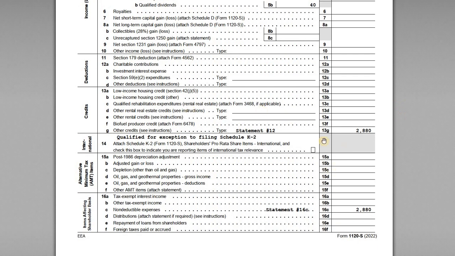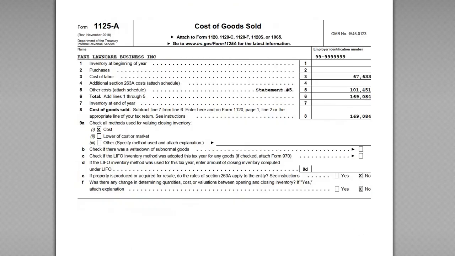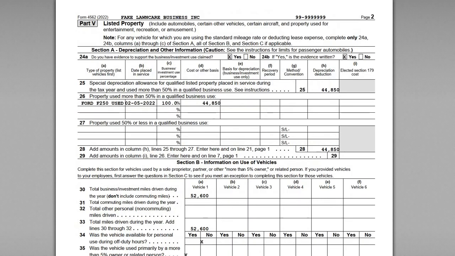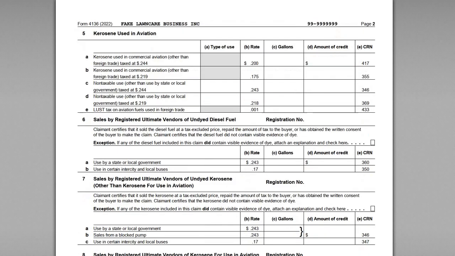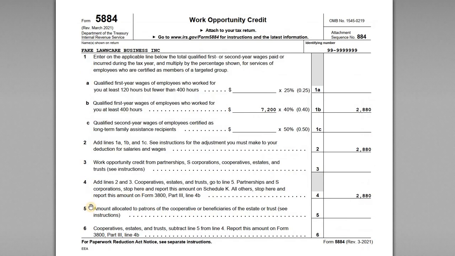And then the credit section, here we can see our work opportunity tax credit, and then an offsetting portion for the non-deductible expense piece. So if I jump through to the 5884, all right, so bear with me one moment. Let me find it. Okay, here we go.